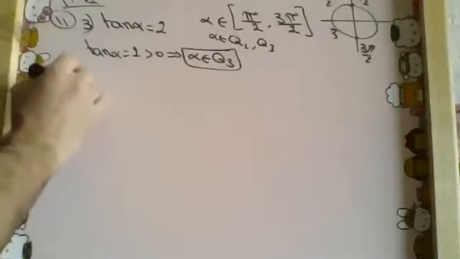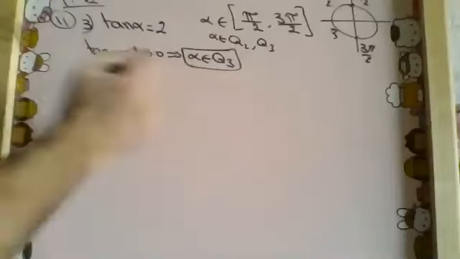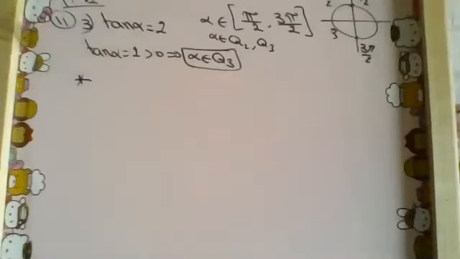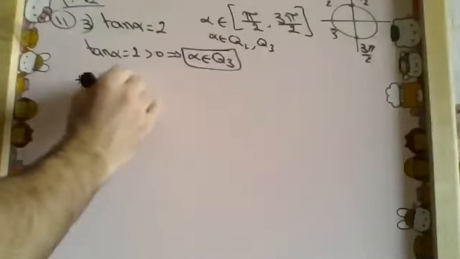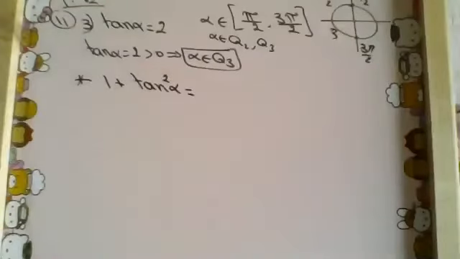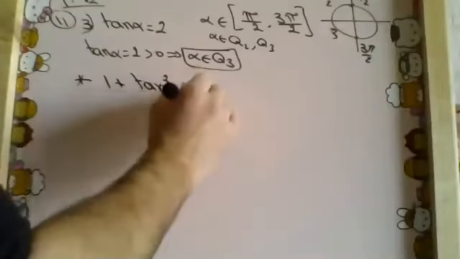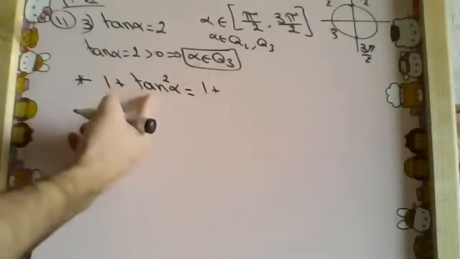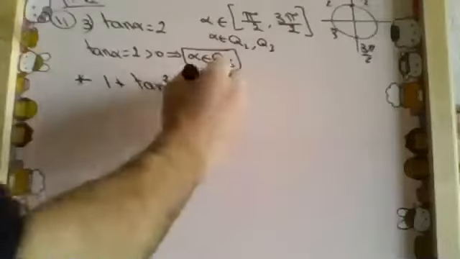Second way, of course we are going to use this, but with the new relation: 1 plus tangent squared alpha is equal to 1 plus sine squared alpha over cosine squared alpha.